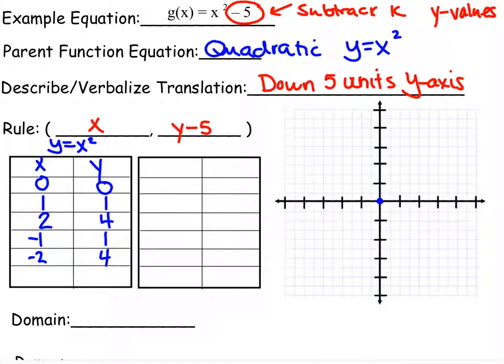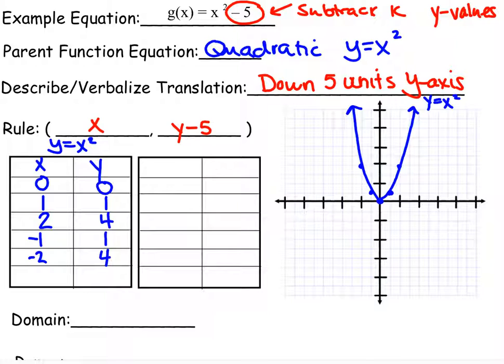So 0, 0 is our origin. Over 1, up 1. Over 2, up 4. Negative 1, up 1, negative 2, up 4. So here is our parent function. Let's label that y equals x squared. All right, now we're going to write the ordered pairs for the new function, the g of x function.